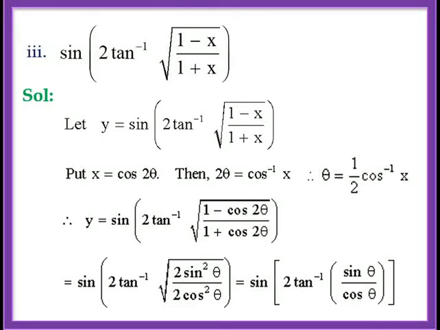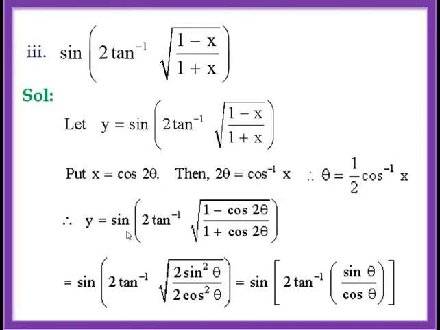The next function is sine of 2 tan inverse root of 1 minus x upon 1 plus x. Put x equal to cos 2 theta. You can go for cos theta also. So 2 theta will be what? Cos inverse x. So theta will be half cos inverse x.